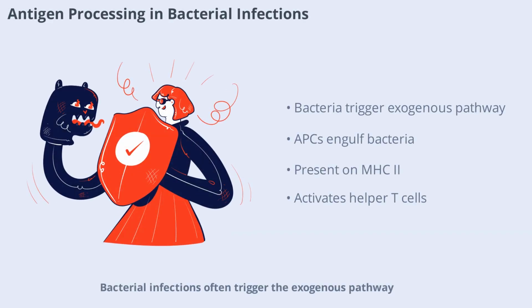Bacterial infections often trigger the exogenous pathway, as bacteria are typically external to host cells. Antigen-presenting cells engulf bacteria, process their proteins, and present them on MHC class II molecules. This activates helper T cells and leads to a coordinated attack involving multiple arms of the immune system.